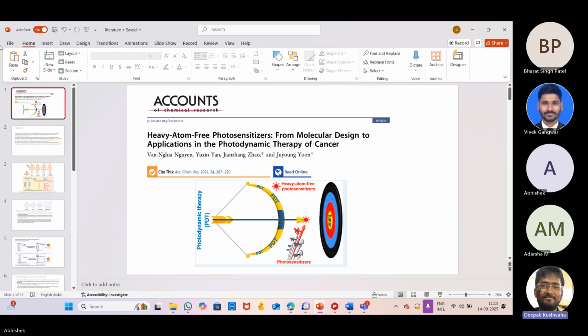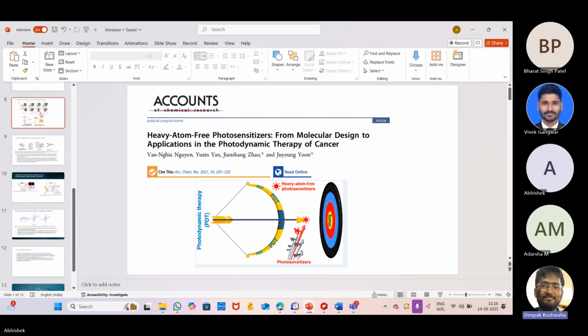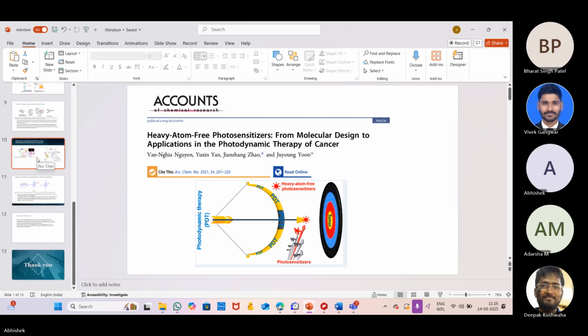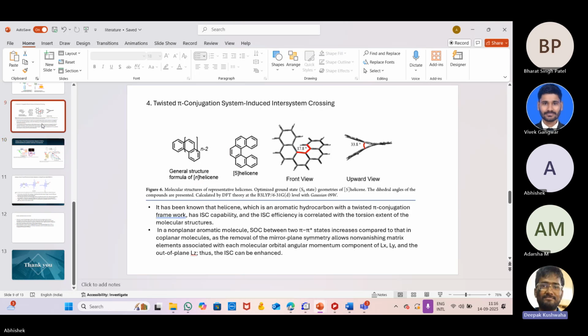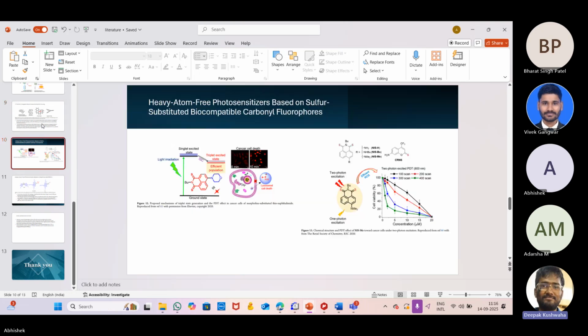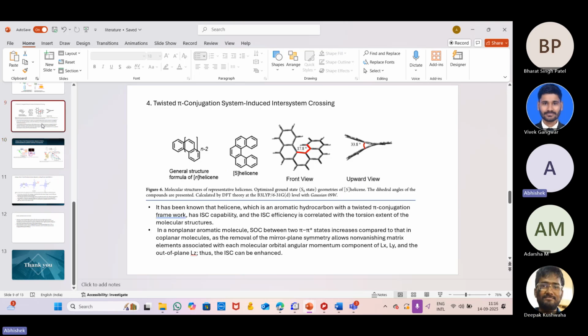Nice presentation, Abhishek. Yeah, thank you. You go to that slide where you have shown the heavy atom free photosensitizer, few examples you are showing, right? How exactly in this case is intersystem crossing happening without heavy atom?